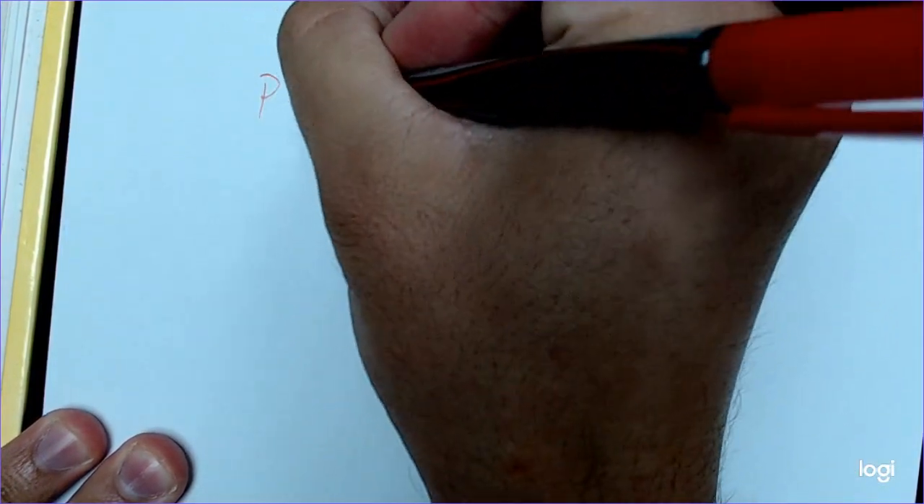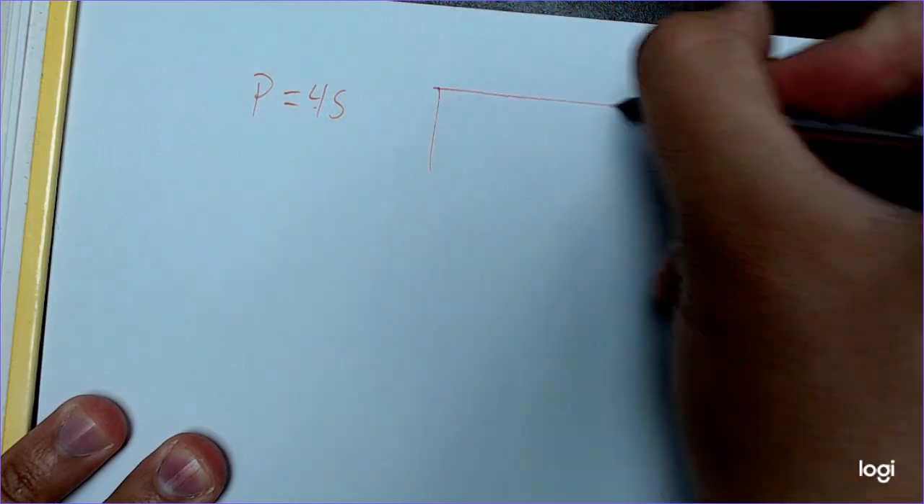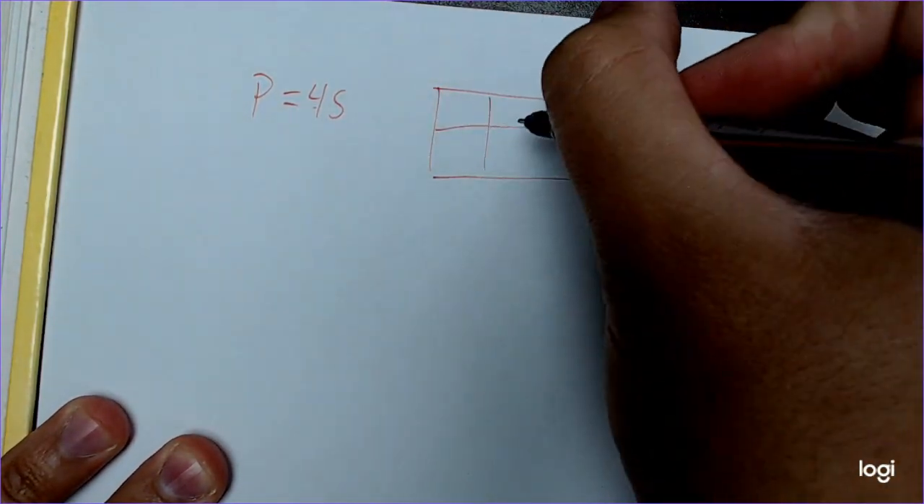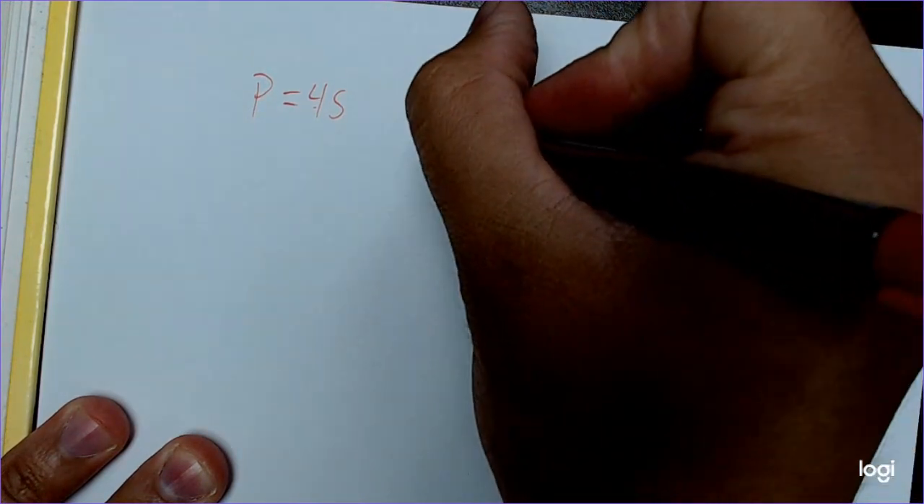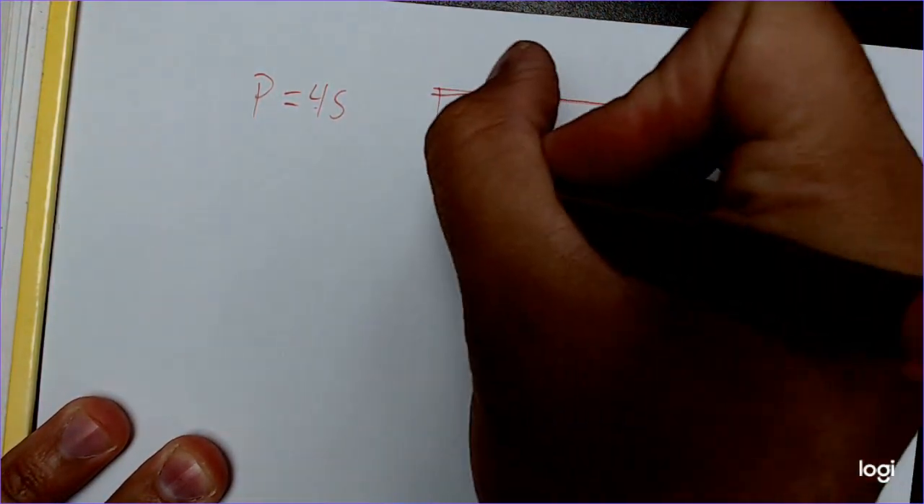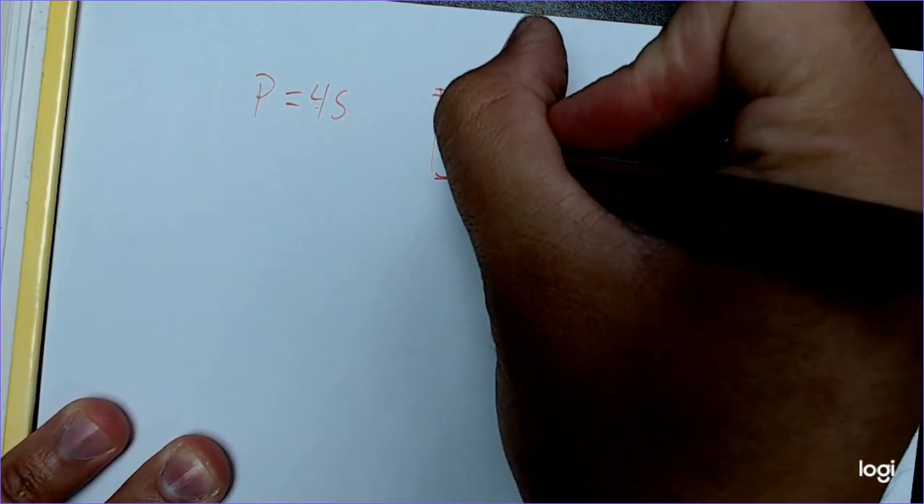So for example, we might have the following function. It would be p is equal to 4 times s. Okay, so that would be our function, and then we would also have a chart. Let's say our chart looks like this. Right? And what this chart is going to show us is what happens when we pick different numbers for p and s, and how those relate to each other. So let's say the top column will be the p numbers, the bottom column will be the s numbers.